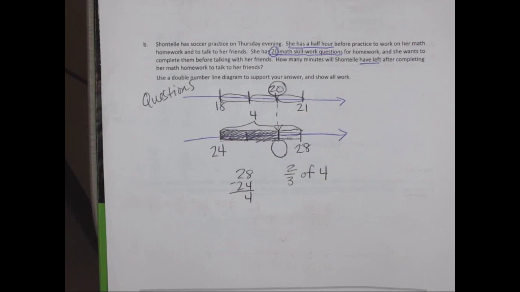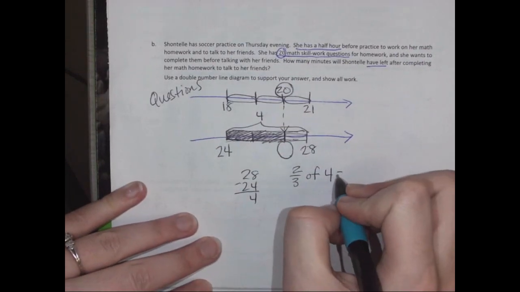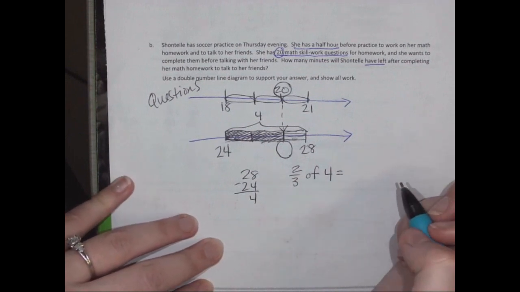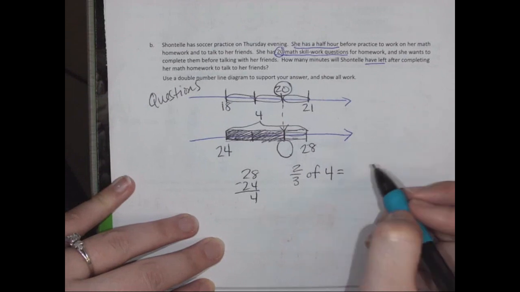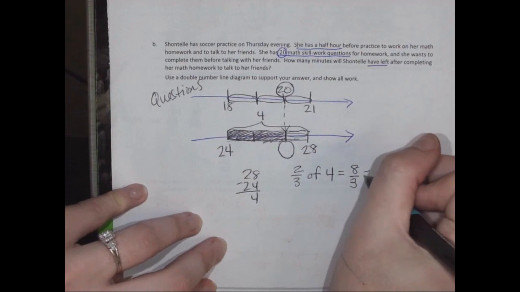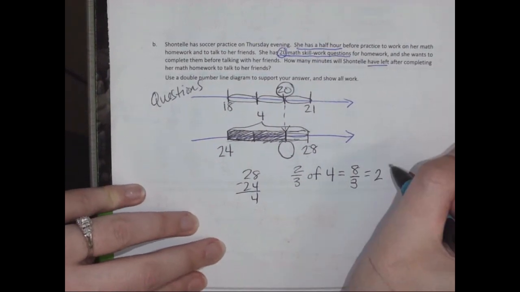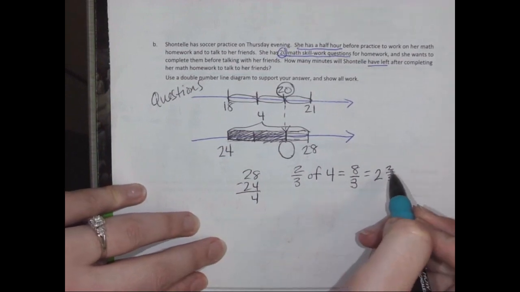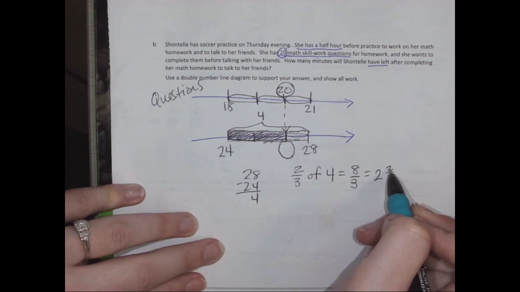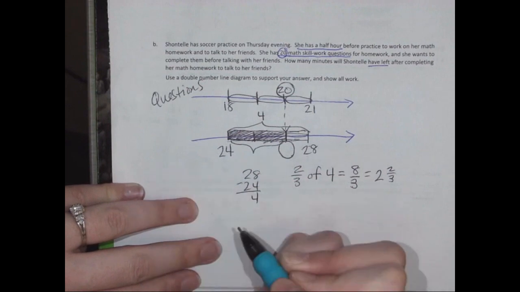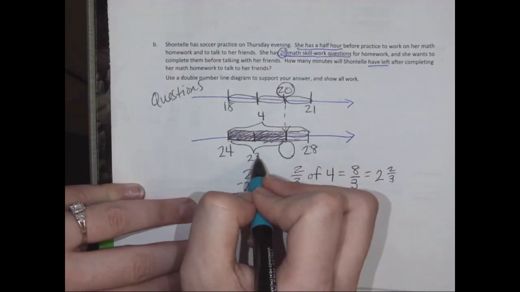Okay. What's 2/3 of 4, Michaela? 2 1/3. How did you get there? Well, she started with 2 times 4, right? Yeah, 8/3. And is it 2 1/3? It's 2 2/3, right? Because 3 goes into 8 twice, and then we have 2 left over. 2 what? 2/3. So this whole portion, these 2 units, are worth 2 2/3.